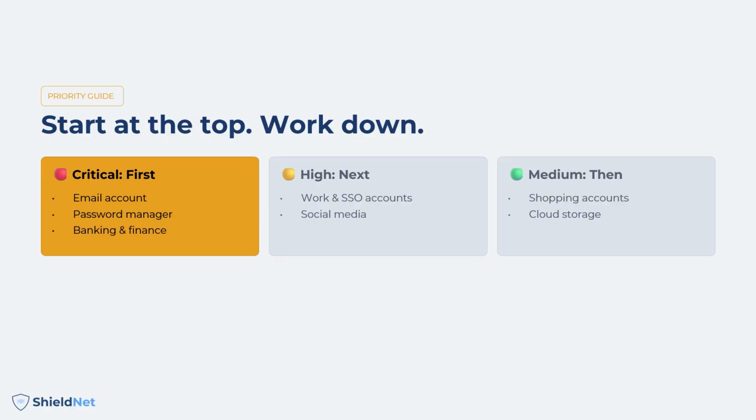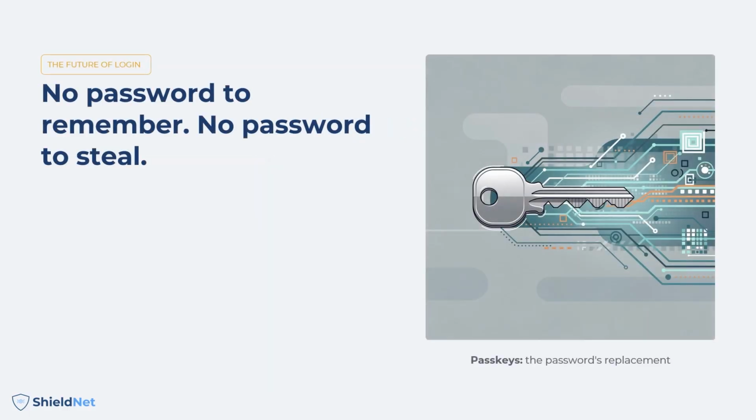Medium priority: shopping and retail accounts. Medium priority: cloud storage. Worth doing, but address critical and high accounts first. The guiding principle, if you only remember one thing from this slide: if you enable MFA on only one account in your life, make it your primary email. Securing your email with MFA does not just protect your inbox, it protects every account that relies on it as a recovery mechanism.